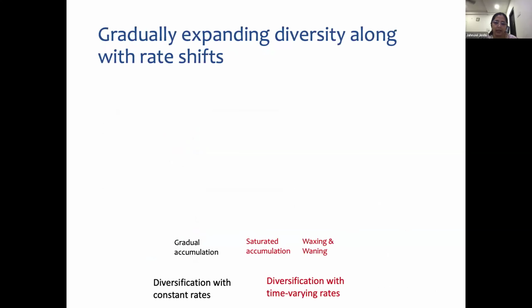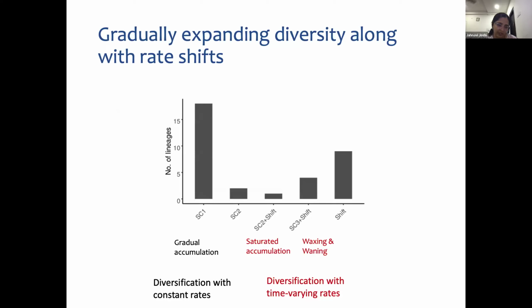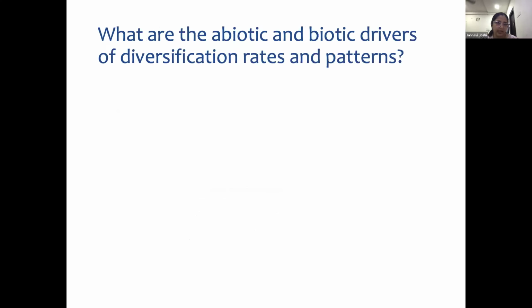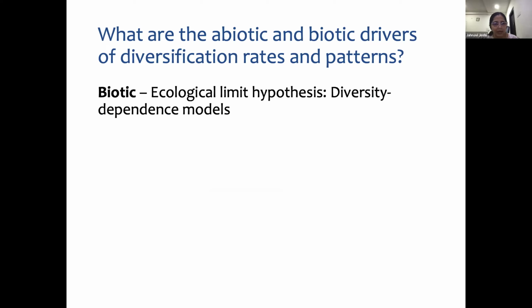Then, interestingly, our numbers of gradual accumulation decreased, but 19 lineages still show a constant accumulation, few of them with episodic rate shift. Given this, we went on to ask, what are the biotic and abiotic drivers of these lineages which have diversified in peninsular India with these distinct patterns of either constant diversification or with varying time? So first we looked at the explicit ecological limit hypothesis through diversity dependent models.